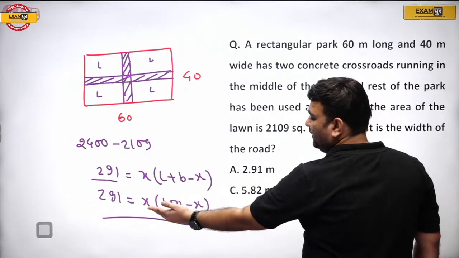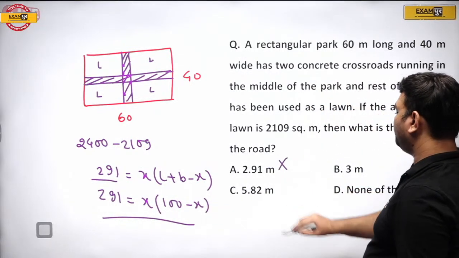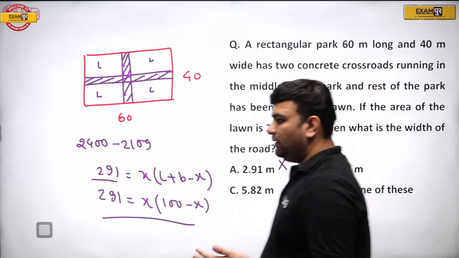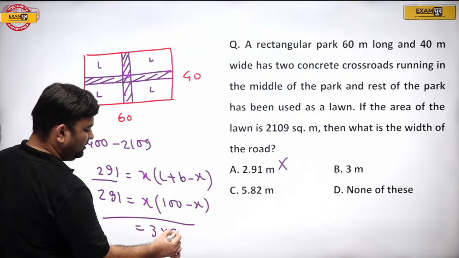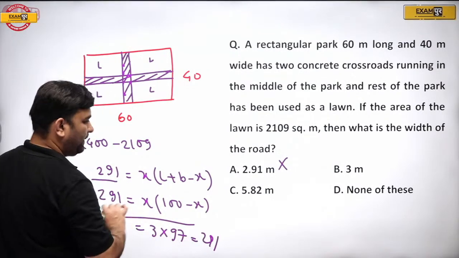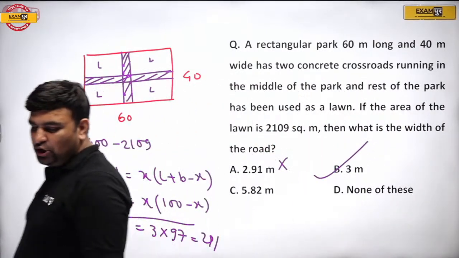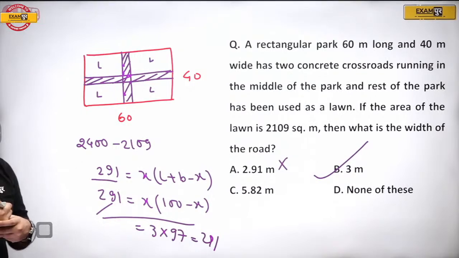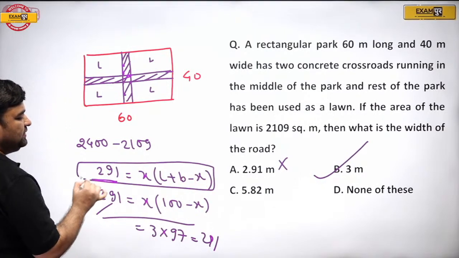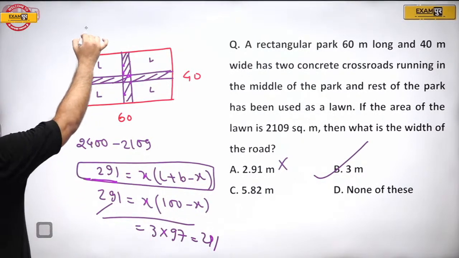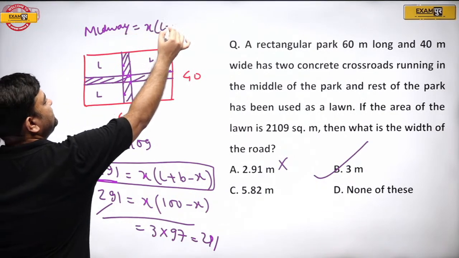If you take 2.91, this will become 2.91, but this will not become 100, gone. If you take 3, then this is going to be 3 and this is going to be 97. Yeah, it is 291, answer. Watch out, guys. If the road is in midway like this, then the formula for the area of road is x into L plus B minus x.